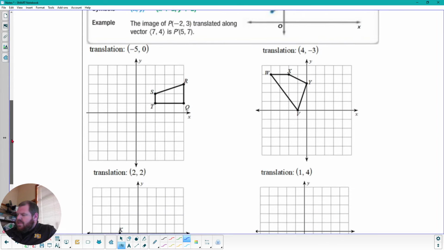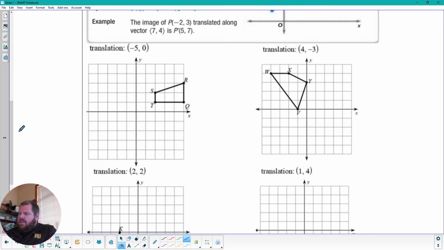So today, pretty much just dealing with translations. We're going to take an object and move it based on the quote-unquote vector that they give us. It's not really in vector notation, but that's okay. What this is saying is it wants us to move it left 5 and 0 vertical movement. It doesn't want us to move it vertically at all, but it wants us to move it -5, being left 5 units. And there are multiple ways to do that.